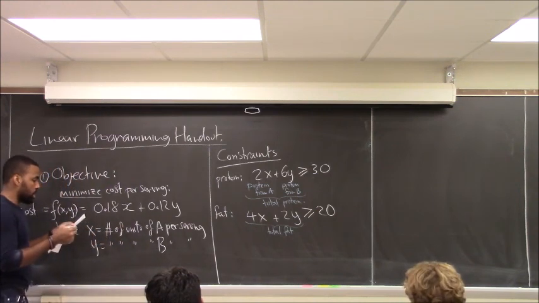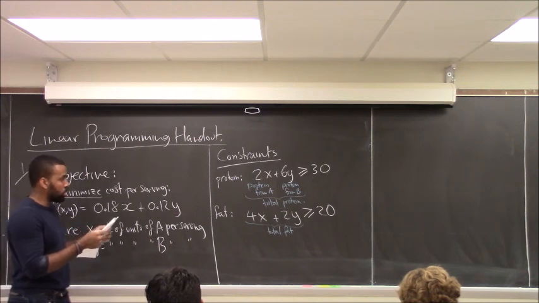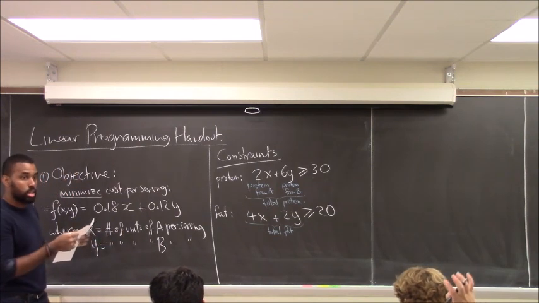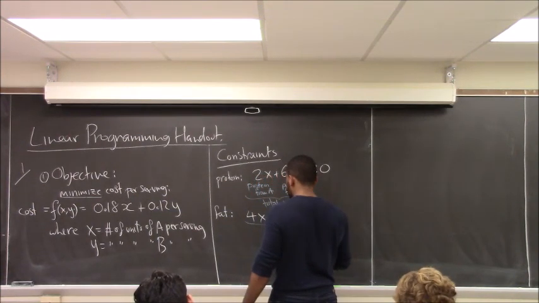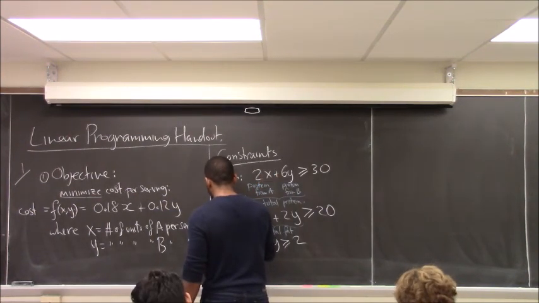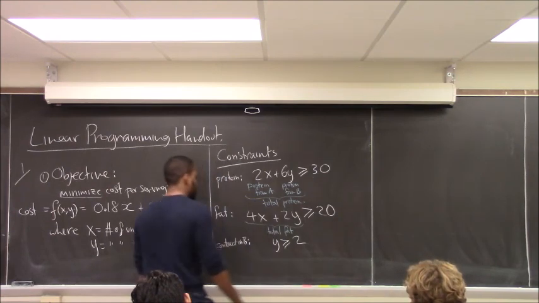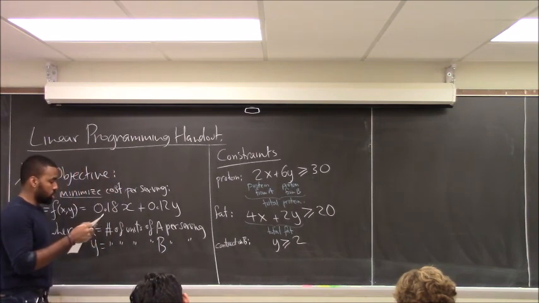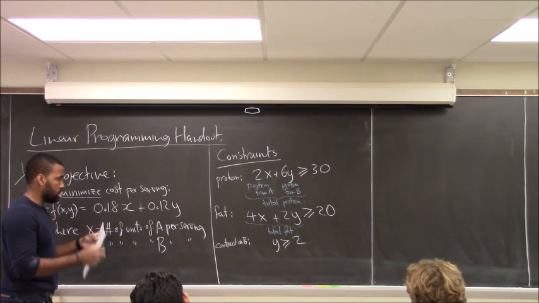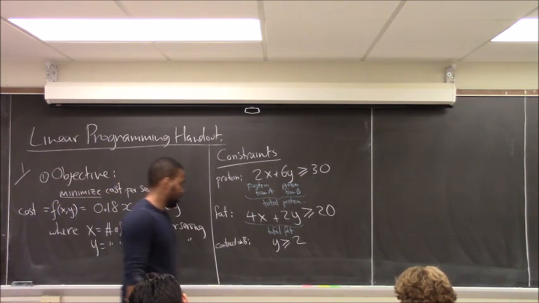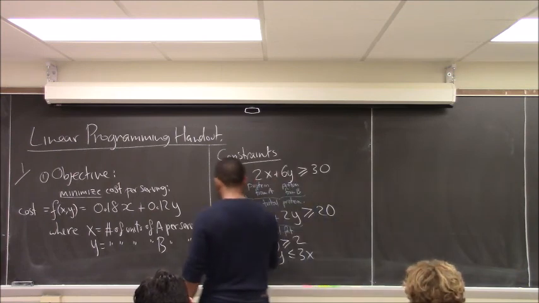Moving down, let's talk about the contract. Food B is bought under contract requiring at least 2 units of B per serving. What does that mean? Yeah. y is greater than or equal to 2. The y must be greater than or equal to 2. This is by contract on B. Another contract, the amount of food B should not exceed 3 times food A. What does that say? So y should be less than or equal to 3x. That's the contract on A.